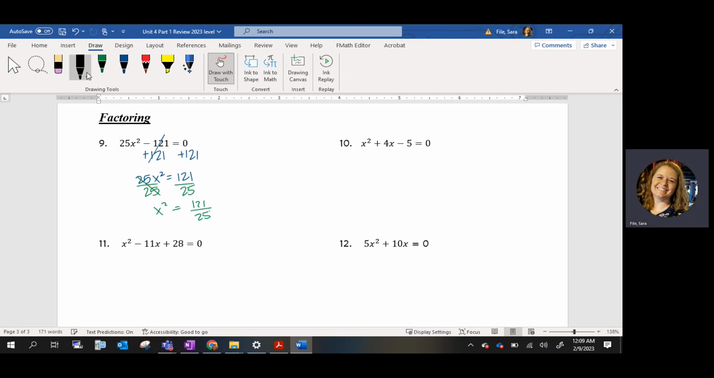Here's where it gets tricky, where a bunch of people make a mistake. To get rid of that square, you take the square root. And when you take the square root in the process of solving, you have to remember to put plus or minus in front. If you forget that, you're going to be missing out on half your solutions. So here, when we take the square root of a fraction, you take the square root of the numerator and the denominator. So this is going to be plus or minus, and then the square root of 121 is 11, and the square root of 25 is 5. So that's 11 over 5.